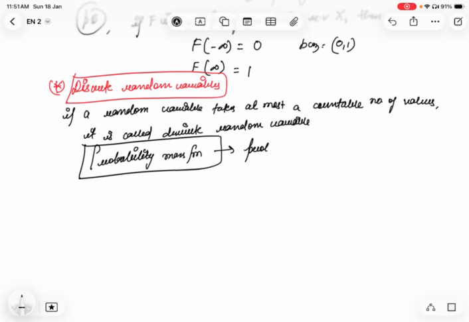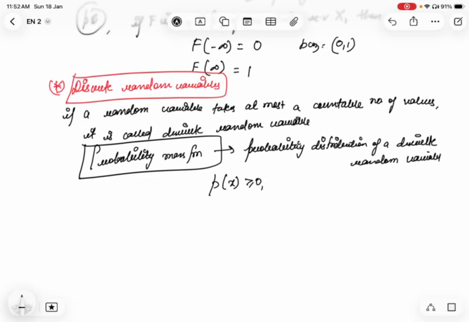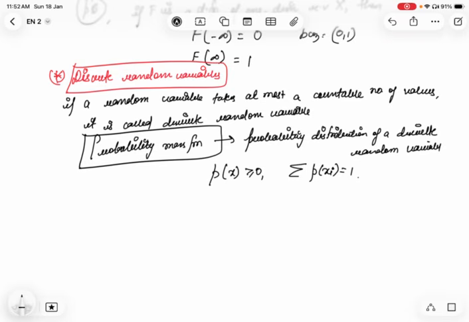It satisfies two conditions. First of all, P(x) should be greater than or equal to 0, and the summation of P(xi) should be equal to 1. Now, what are the discrete distribution functions? Because the probability mass function is defined only for discrete random variables or discrete distribution functions.